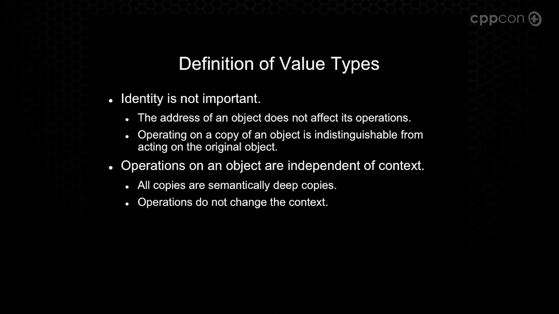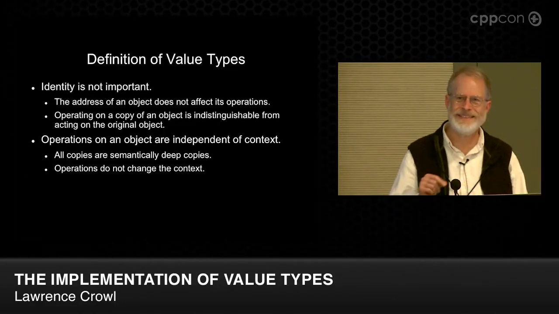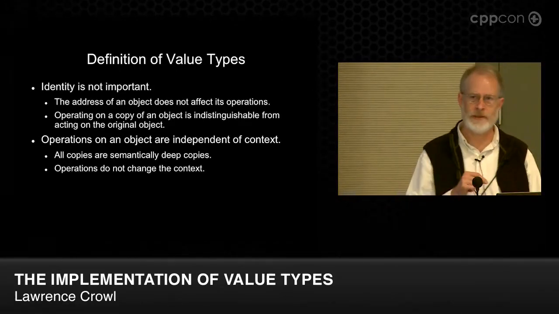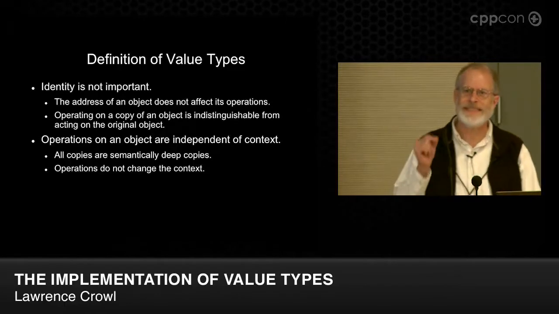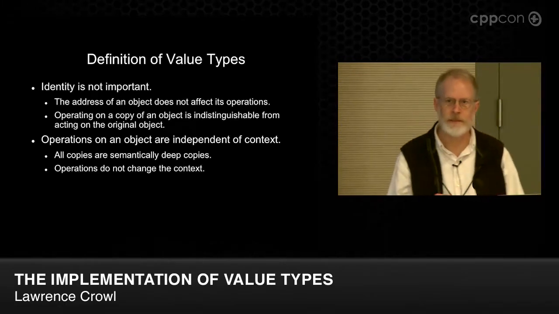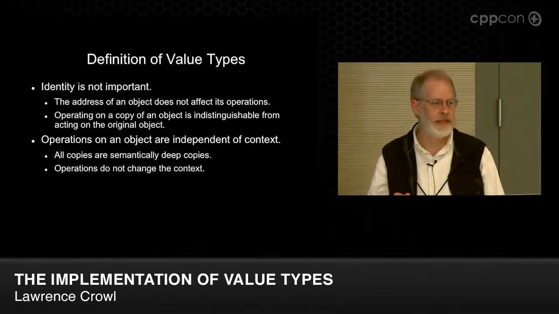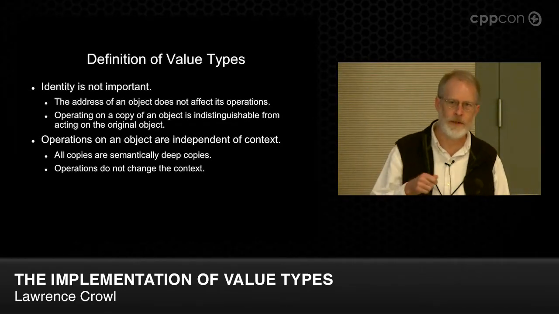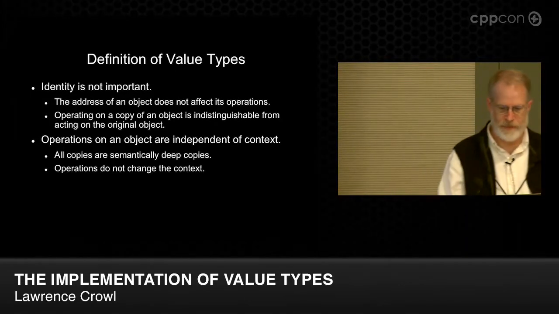The first thing we need to settle on is what is a value type? There are two main things that I think are important to get from value types. One is that the identity is not important. Its address is meaningless. In fact, it can have meaning without an address, which makes operating on a copy of the object indistinguishable from operating on the original object. The second thing we want to worry about is that the operation is independent of the context. So changes to the context or operations on the type don't interfere with each other. These have a lot of implications, and you'll find different definitions for value types, but this is good enough to get us going.